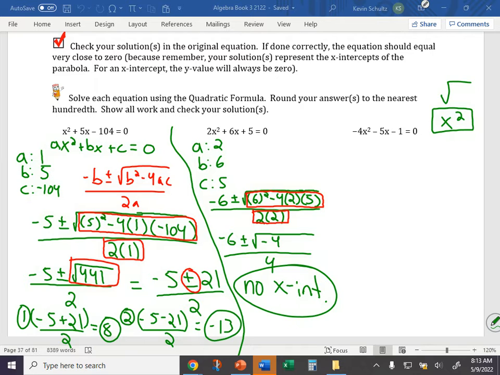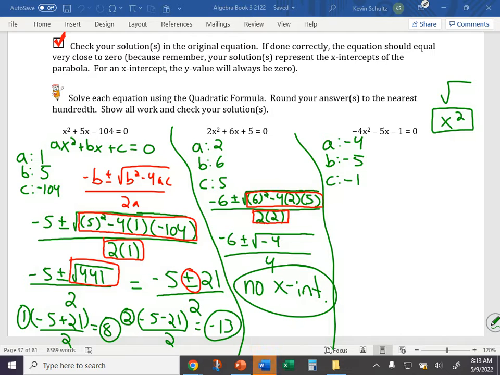That's it. Alright, so next one. Let's look at our A. Let's look at our B. Let's look at our C. What's our value for A? -4. What's our value for B? -5. What's our value for C?